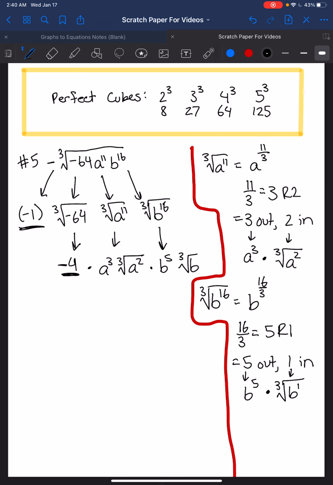All right, let's put all of this together. Don't forget about this -1 up here. That's why I highlight it. Actually, I'll bring it down. How about that? -1 times that. Okay. Reminder. Numbers go first. Numbers that are not in a radical go first. Then letters that are not in a radical. And then radicals go at the very end. So first, we have -1 times -4. That gives me +4.